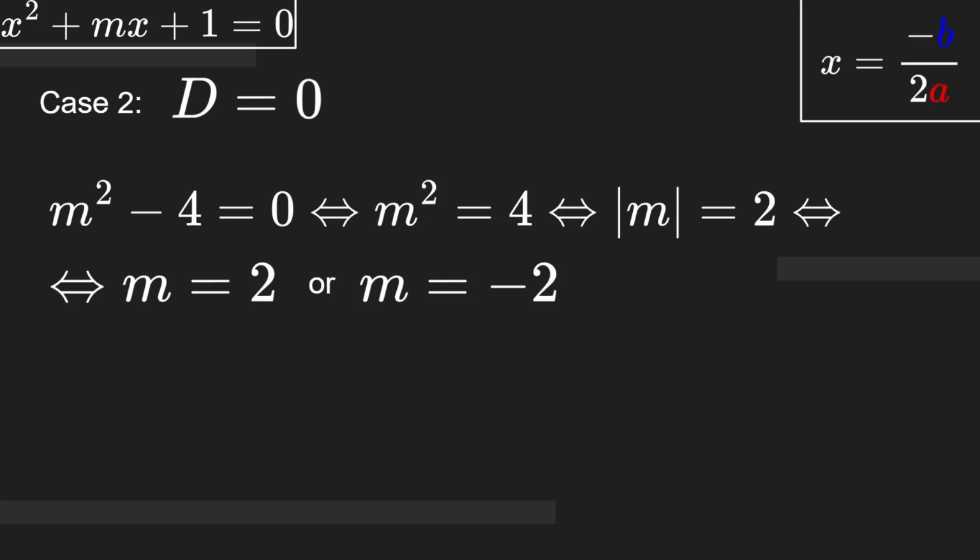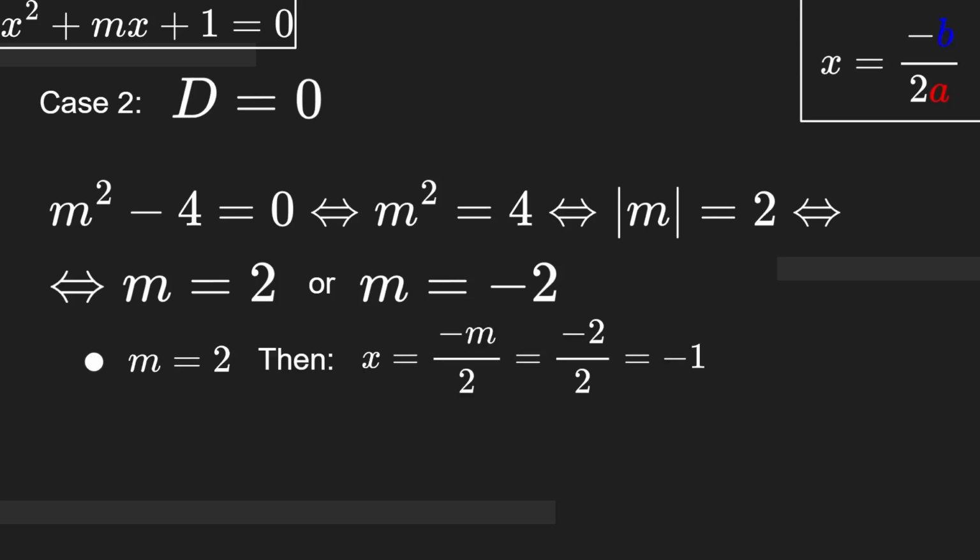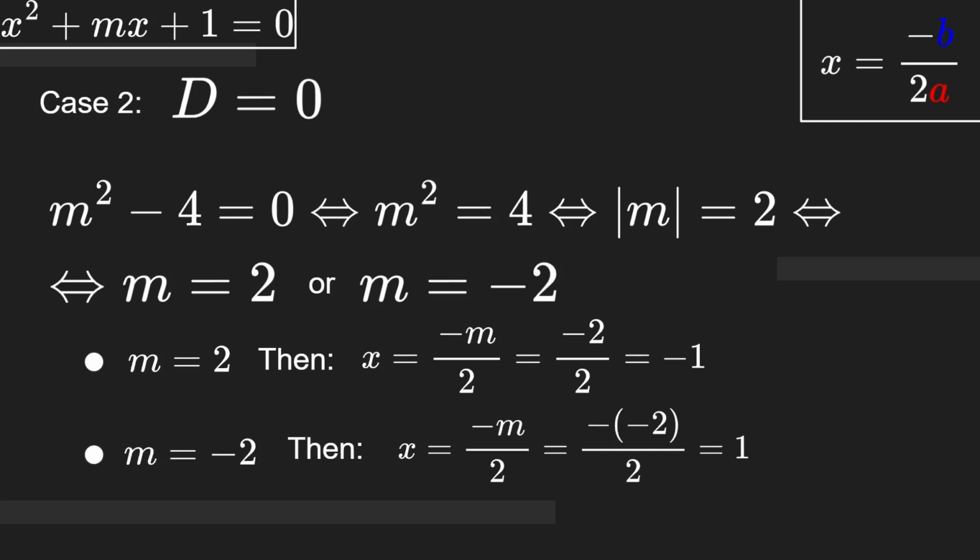Applying the formula x equals negative b over 2a, we get, if m equals 2, then x equals negative m over 2 equal to negative 2 over 2 equal to negative 1. And finally, if m is equal to negative 2, then x is equal to negative m over 2 equal to negative of negative 2 over 2 equal to 1.